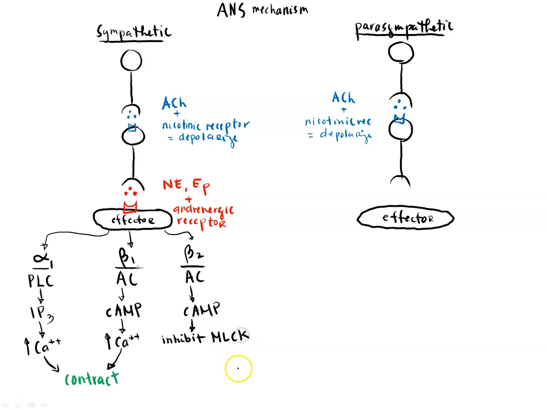And we're going to talk about MLCK in the smooth muscle lecturette, but I'm just going to write it down for right now. This is the myosin light chain kinase. Here's that word again, kinase. Remember, what do kinases do? They phosphorylate things. So if you phosphorylate myosin, then you can now have contraction of muscle.